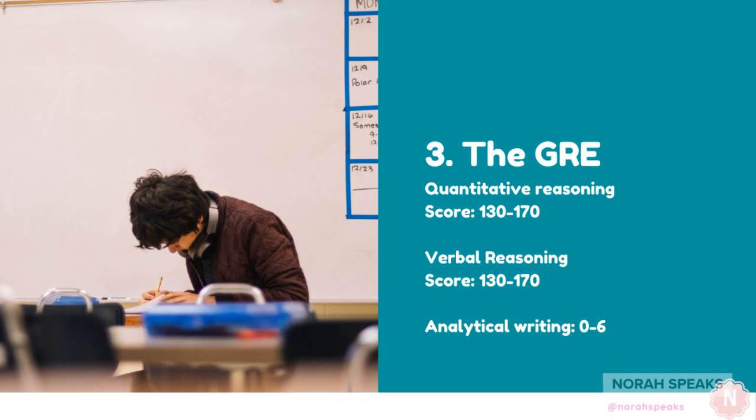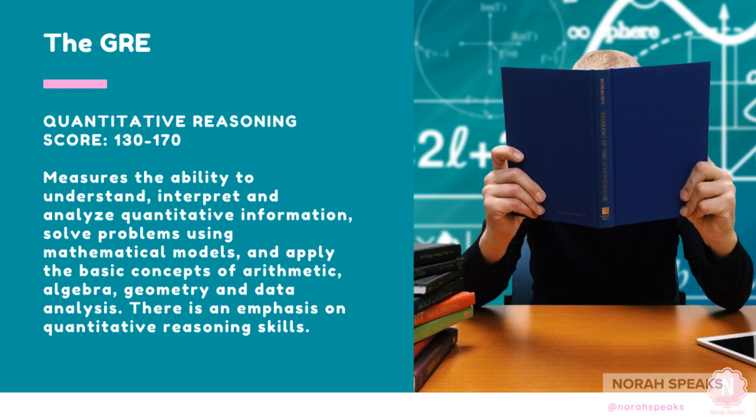There are 3 parts to the GRE: quantitative reasoning or math, where you can score between 130 and 170, verbal reasoning with the same scoring, and analytical writing 0 to 6. The quantitative reasoning is the math portion of the GRE. This looks at solving math problems, interpreting quantitative information, using the basic math concepts such as algebra, geometry, statistics. There is an emphasis on reasoning different math problems, which is important in research.